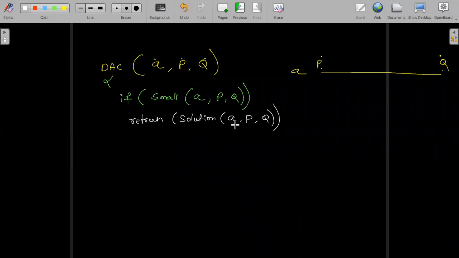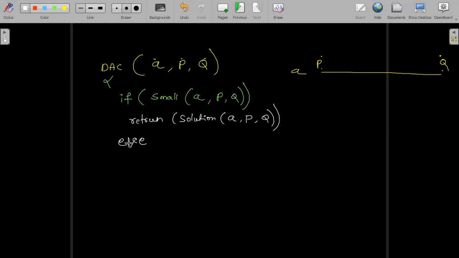Everybody understood? Now, suppose, think like that, the given array, see here. Suppose it is not small. This is the array I told you, right? I gave one array. If this array is not small, then what do we have to do? We have to go to the else part.